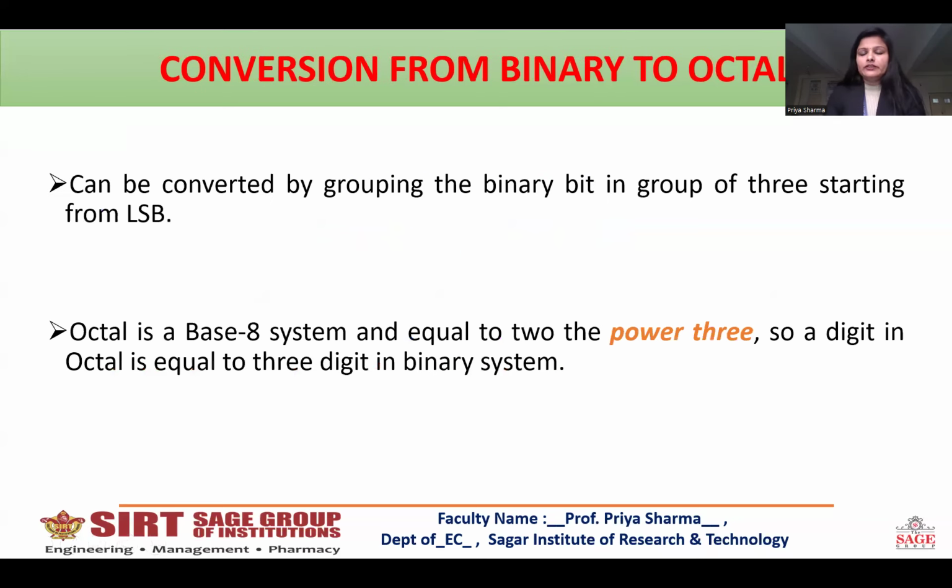Coming to the conversion of binary to octal, as I have told you earlier in the introduction part of the octal number system, we'll group the binary digits into groups of 3 bits. So it can be converted by grouping the binary bits in groups of 3 starting from LSB. Octal is a base 8 system and equal to 2 to the power 3. So a digit in octal is equal to 3 digits in binary number system. Why do we group 3? Because octal has a base of 8, and 8 is equivalent to 2 to the power 3. That is why we'll group the digits into 3.